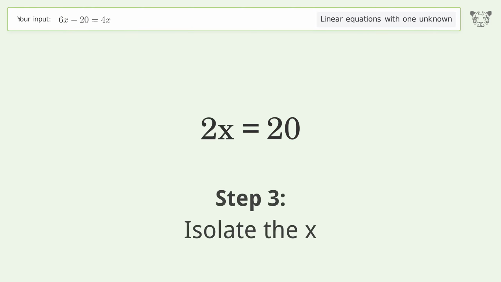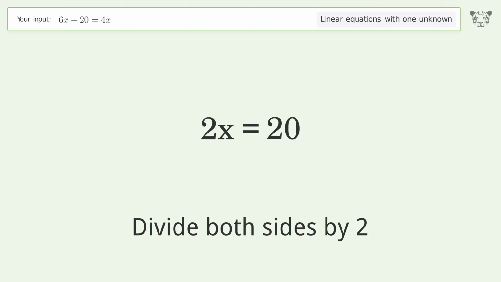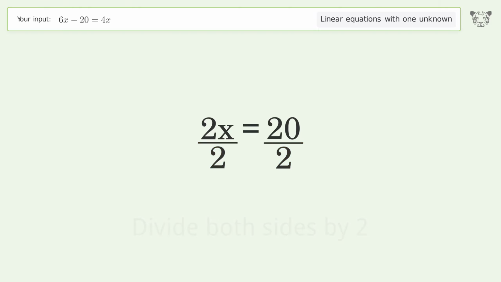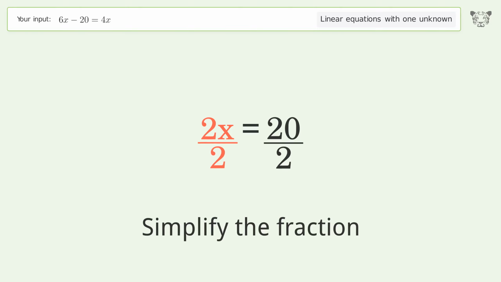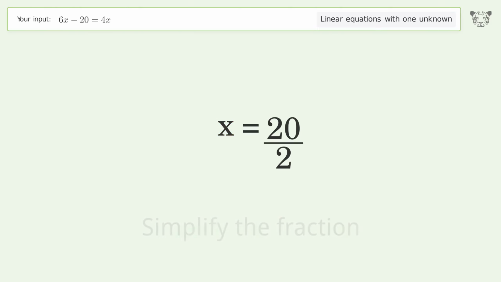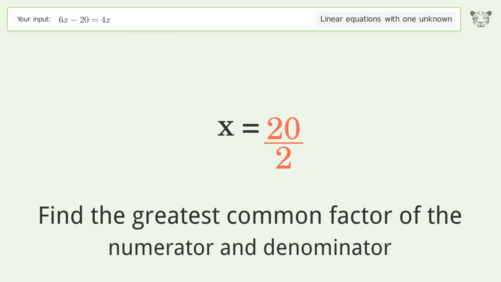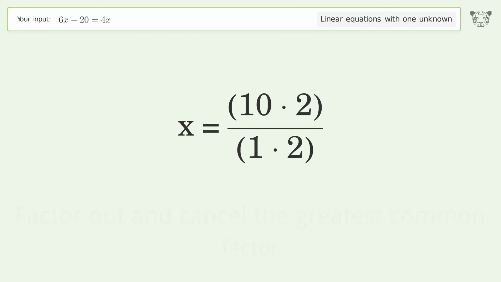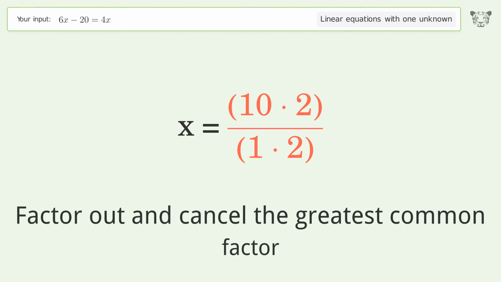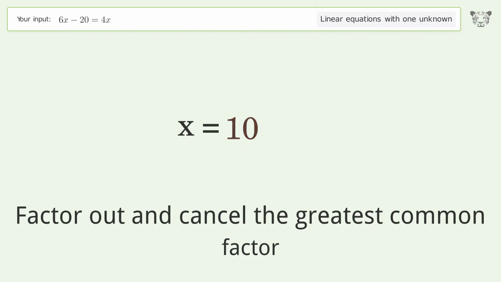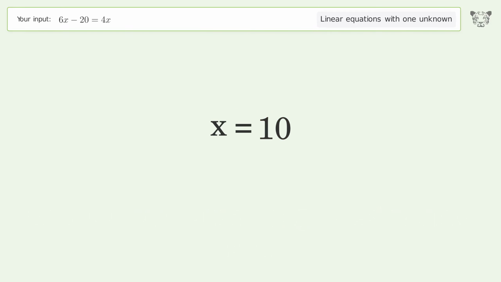Isolate the x. Divide both sides by 2. Simplify the fraction. Find the greatest common factor of the numerator and denominator. Factor out and cancel the greatest common factor. And so the final result is x equals 10.